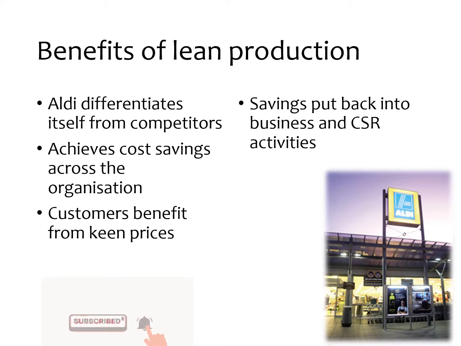An example of a company that uses lean production is Aldi, because their core purpose is to minimize waste and to really have the cost leadership strategy where they minimize their costs as well. So they differentiate from their competitors for this exact reason. They achieve cost savings across the organisation in various departments, and they benefit from keen prices, so really setting their prices low, but also keeping their costs of production low. And their savings are put back into the business, and their corporate social responsibility activities are achieved, so their sustainability is very good.